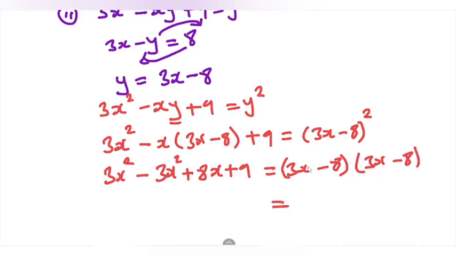If you do the expansion here, we are going to have 3x times 3x, which will be 9x squared. 3x times negative 8 will be negative 24x. Again, negative 8 times 3x would be negative 24x. Negative times negative is positive, 8 times 8 is 64. So this is what you are going to have.